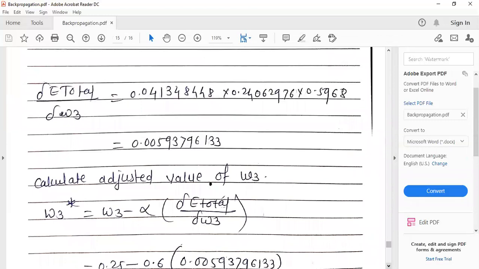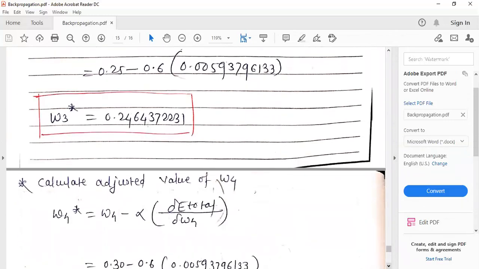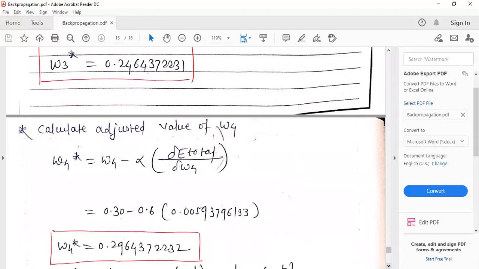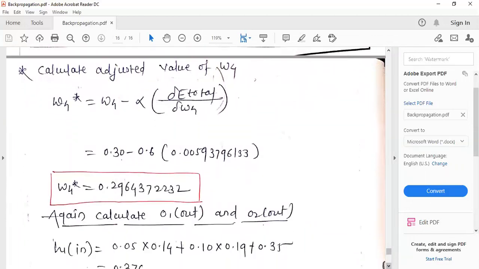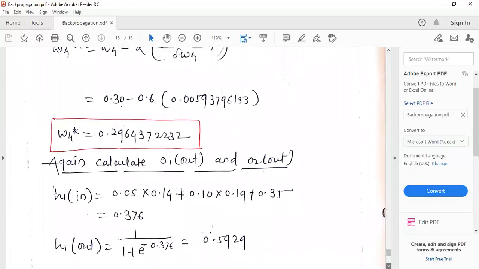Same formulas we have to use for everything. We just have to concentrate on the values which we have calculated previously, how we are going to apply the chain rule for it, and how we are placing the values in the perfect manner, so that the calculation is a very simple thing. Just keep in mind that the values should be in the proper place. So you will get the values of W3 and W4. So these are the adjusted weights.